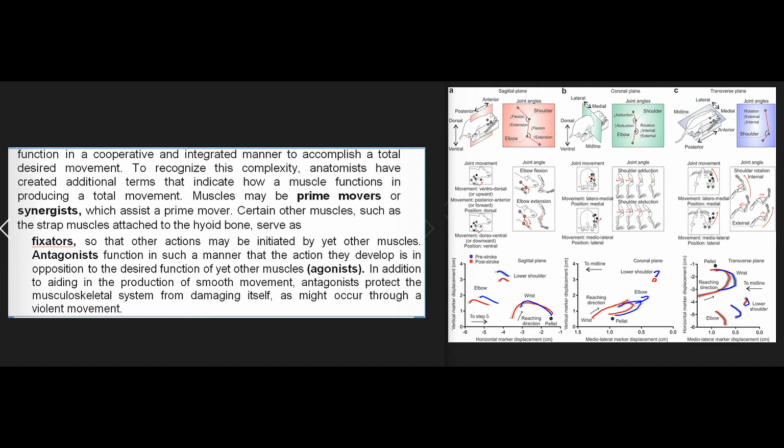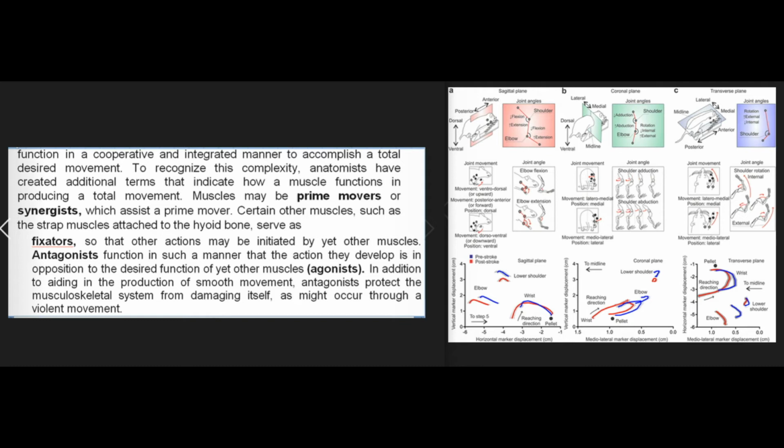Certain other muscles, such as the strap muscles attached to the hyoid bone, serve as fixators, so that other actions may be initiated by yet other muscles. Antagonists function in such a manner that the action they develop is in opposition to the desired function of yet other muscles, agonists.